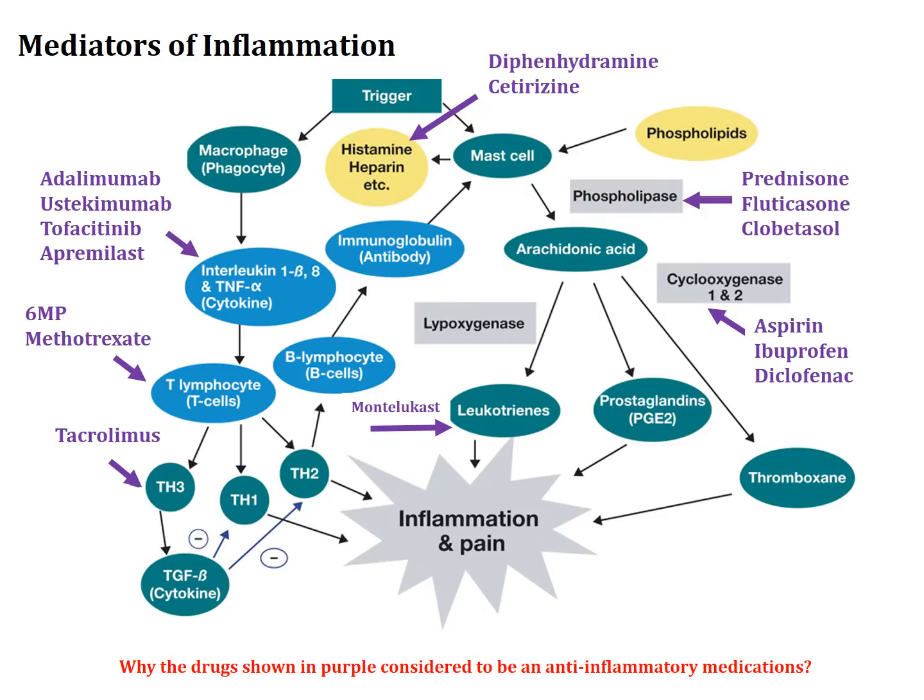Steroids like prednisone, fluticasone, clobetasone neutralize that enzyme phospholipase, so we can't make leukotrienes and prostaglandins and thromboxanes. Non-steroidal anti-inflammatory drugs like aspirin and ibuprofen neutralize an enzyme called cyclooxygenase, so we can't make prostaglandins. Montelukast or Singulair neutralizes leukotrienes, important inflammatory mediators in the respiratory tract.